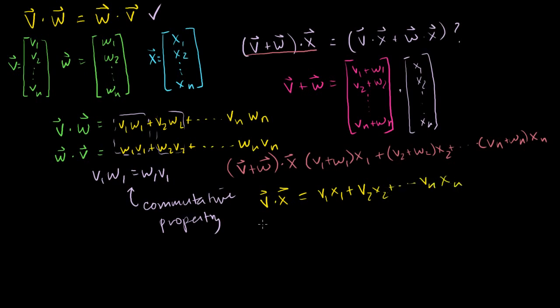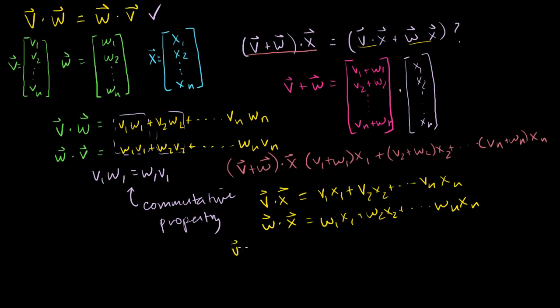What is w dot x? W dot x is equal to w1 x1 plus w2 x2, all the way to wn xn. Now, what do you get when you add these two things? And notice I'm just adding two scalar quantities. That's a scalar, that's a scalar. We're not doing vector addition anymore. So this is a scalar quantity and this is a scalar quantity. So what do I get when I add them?